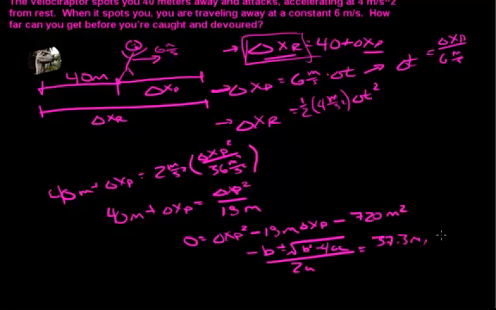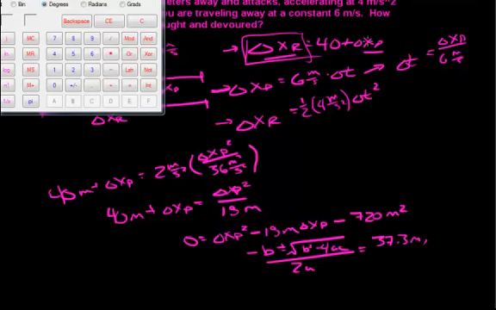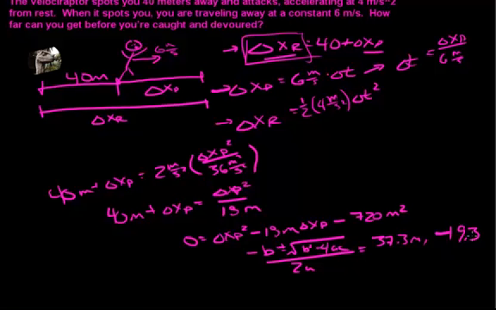and that will be 37.3 and negative 19.3. Since it's very unlikely that the Raptor would be going backwards in order to catch you, you can be pretty darn sure that the answer is actually my 37.3 meters. If you have any trouble with the quadratic equation in this particular format, I suggest that you watch the quadratic formula video that says that right there in the title.